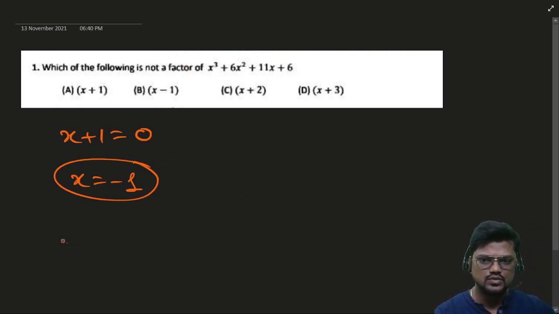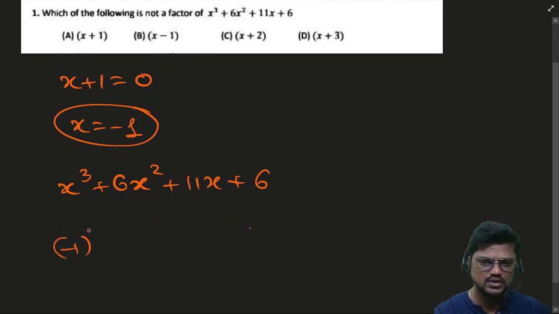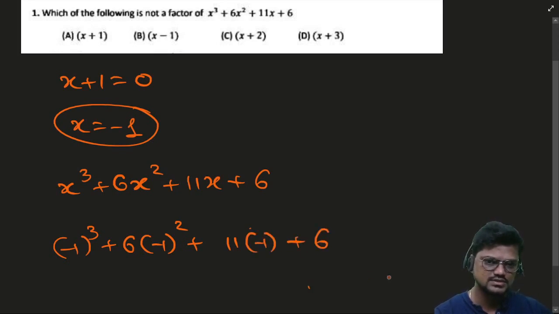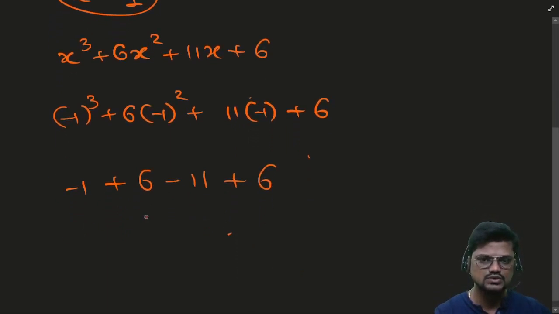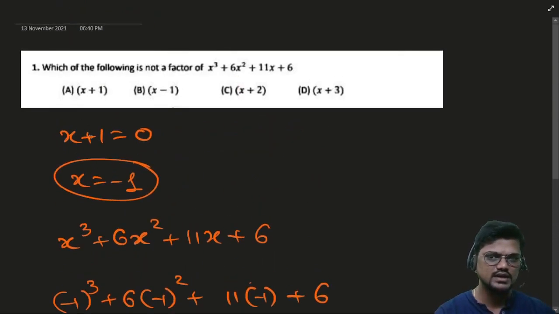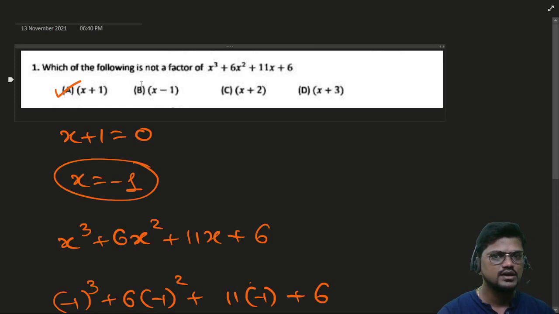So the equation is x cube plus 6x square plus 11x plus 6. We'll put the value of minus 1 in this: minus 1 cube plus 6 into minus 1 square plus 11 into minus 1 plus 6. So what you get? Minus 1 plus 6 minus 11 plus 6. Minus 1 minus 11 will be minus 12, 6 plus 6 will be plus 12. The answer is coming 0. So we can say yes, the first one is the factor. Now we don't need to check the rest of them. Once you get x equals minus 1 and the polynomial value is 0, we can say x plus 1 is a factor of the polynomial.